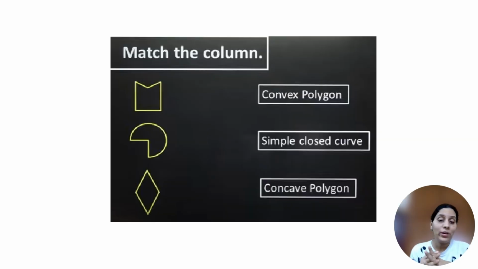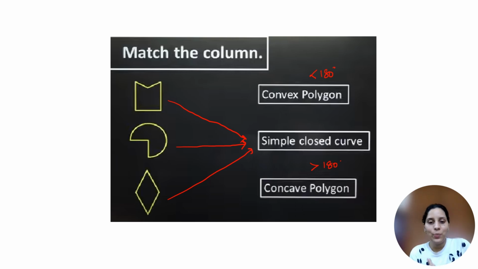Now next up, let us see what we have learned till now. Let us match the following. Firstly, we have learned convex, all the angles are less than 180. Concave, at least one angle is greater than 180, isn't it? And simple closed curve, where they do not intersect. All right, now here we see all are simple closed curves, isn't it? Because they do not intersect. They are not intersecting at any point.